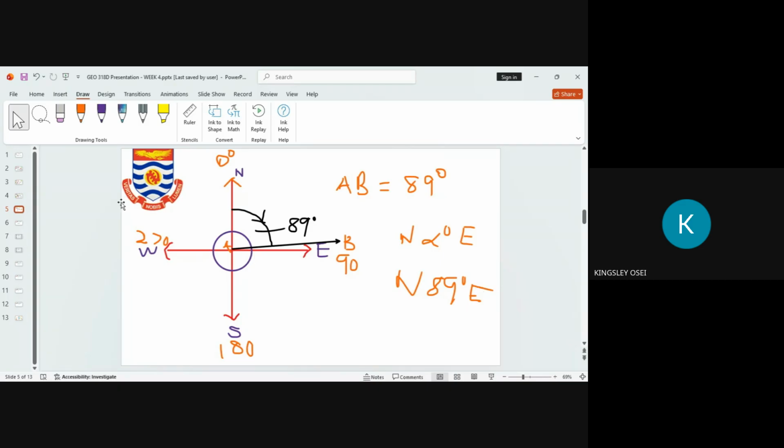So I give you a second question. The second question, we are looking at another line, OD. The line is OD, and the bearing is 205. What do you think is going to be the whole circle bearing? Sorry, the quadrantal bearing.